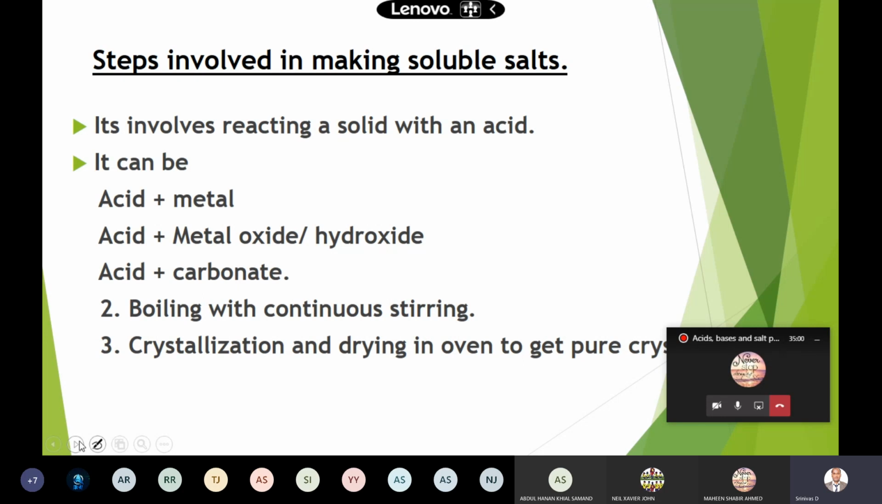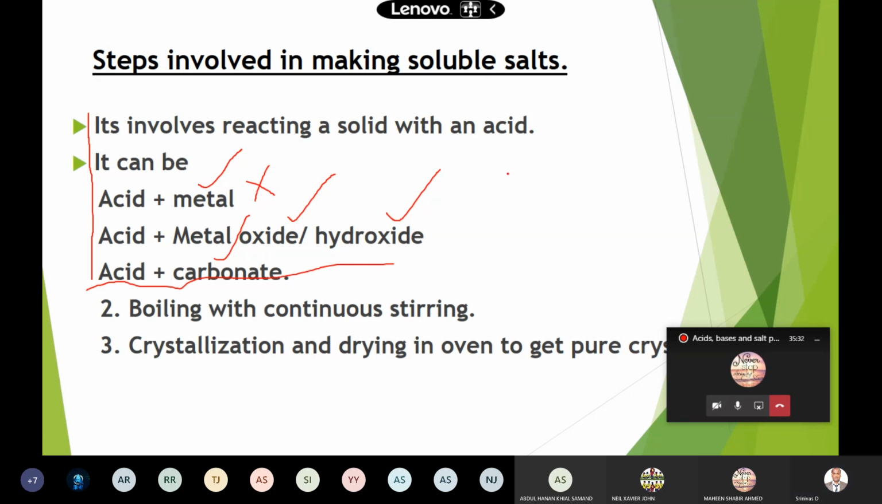So in order to make a soluble salt, there are 3 steps. The first step involves reacting a solid with an acid. You can choose any acid like sulfuric acid or hydrochloric acid. For that, you add a metal. If pure metal is not available, you can add metal oxide or metal hydroxide or metal carbonate. Choice is yours. This is the first step.